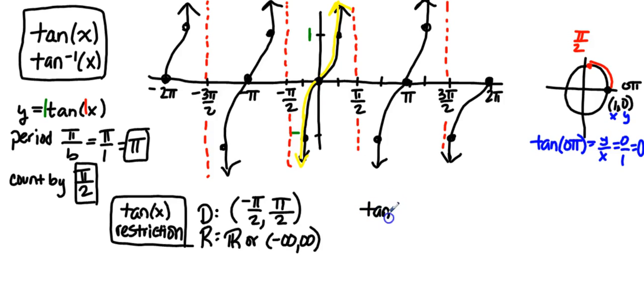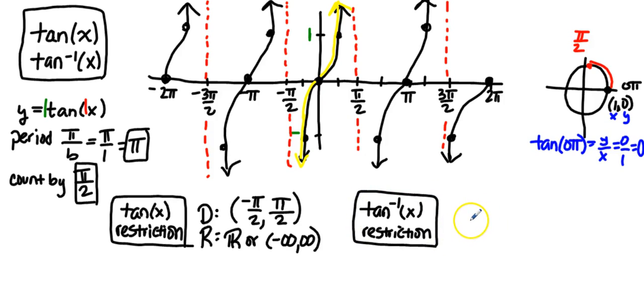Let's now consider what this will mean about inverse tangent. Recall that inverse, in its simplest definition, is the switching of inputs and outputs. So what that means for us is that if the domain was negative pi over 2 to pi over 2 for tangent, that will become the range for inverse tangent. And if all real numbers was the range for tangent, that is now the domain of inverse tangent.